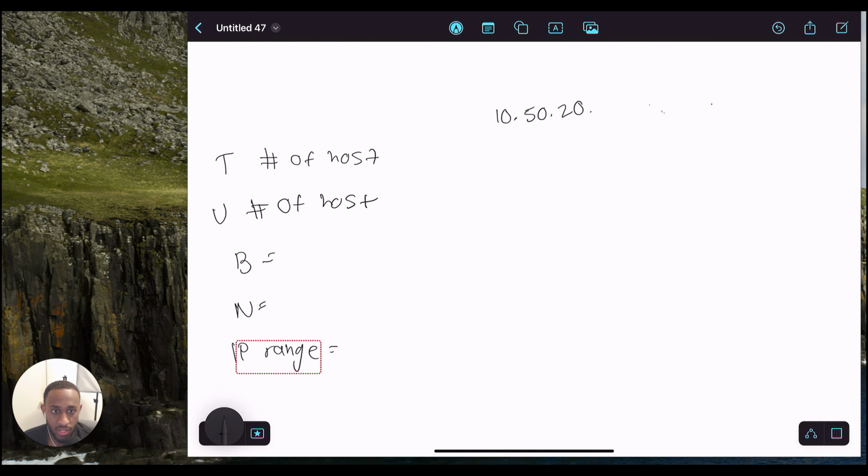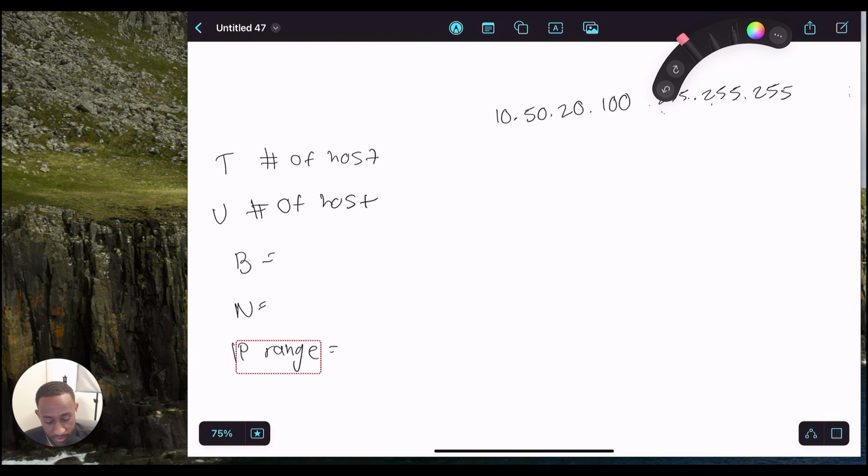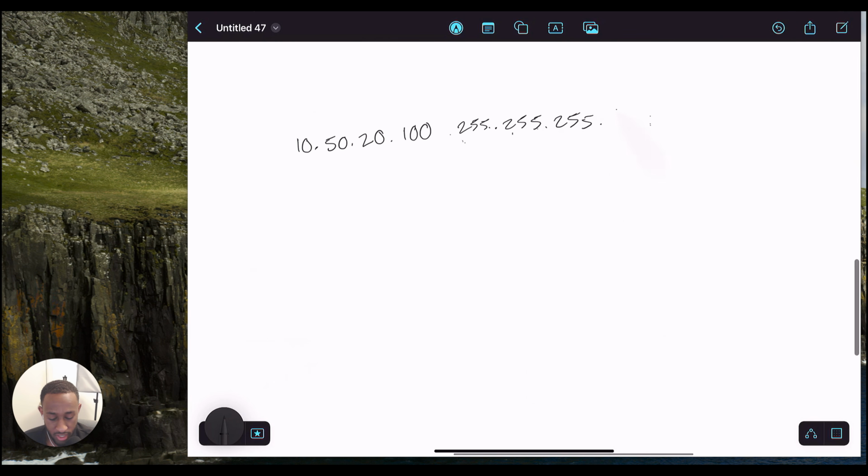Let's do, I don't know, 100 slash. Actually, in this case, we're not going to use a slash. I'm going to do it in dotted notation because sometimes you are given it in dotted notation. So for this to be in dotted notation, it's going to be 255.255.255. Let's put this here. Sometimes you may be given, let's just get a dotted notation number, we'll do 224. Right? Sometimes you may be given it in dotted notation.